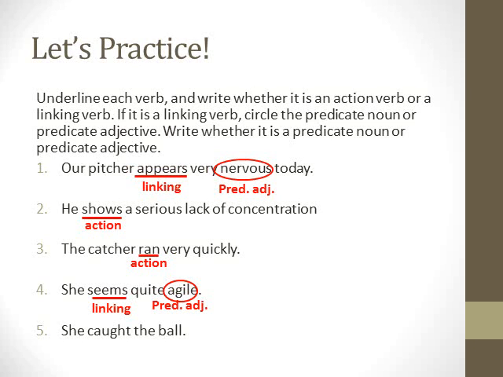Number 5, she caught the ball. Our verb here is going to be caught, and caught is telling us what she does. So that means that it's going to be an action verb, and we don't need to look any further for the predicate noun or predicate adjective. However, if you wanted to practice finding the direct object in the sentence, we know that we could find the word ball, but there will not be a predicate adjective or predicate noun to look for in the sentence.